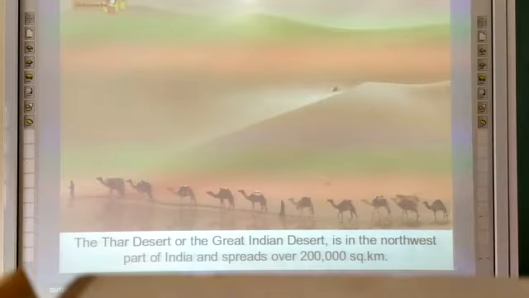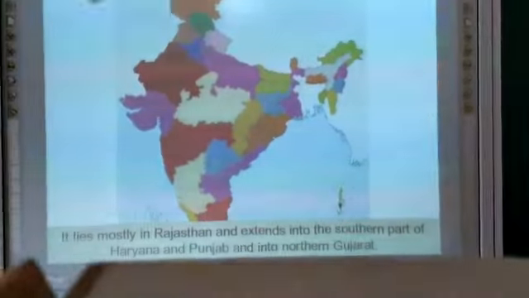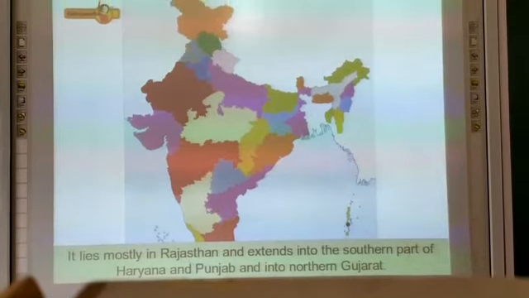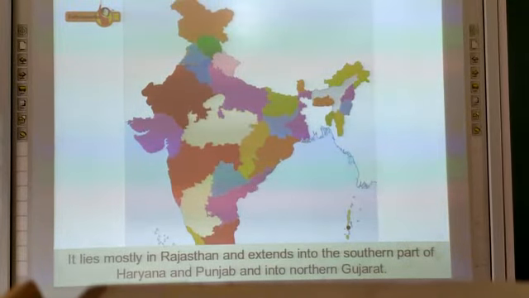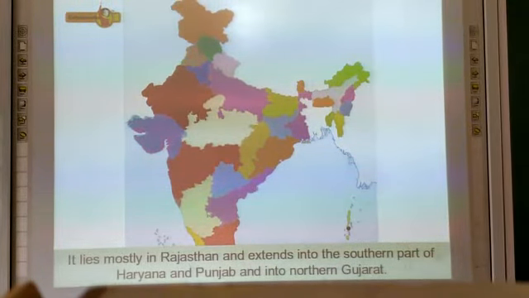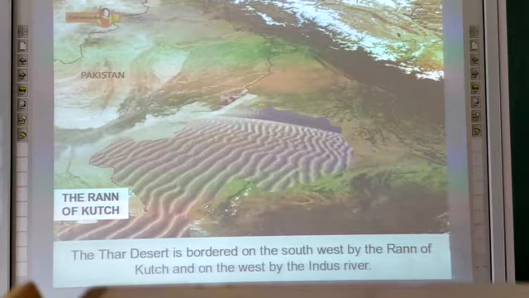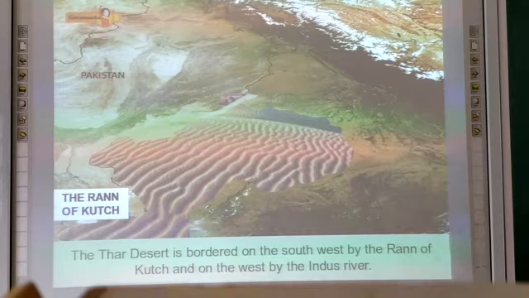The Thar Desert, or the Great Indian Desert, is in the northwest part of India and spreads over 2 lakh square kilometers. It lies mostly in Rajasthan and extends into the southern part of Haryana and Punjab and into northern Gujarat. The Thar Desert is bordered on the southwest by the Rann of Kutch and on the west by the Indus River.